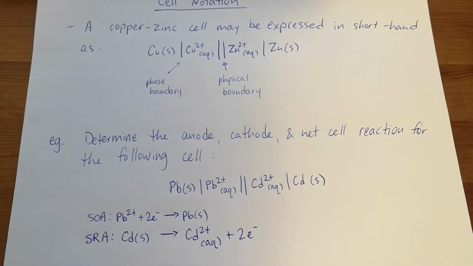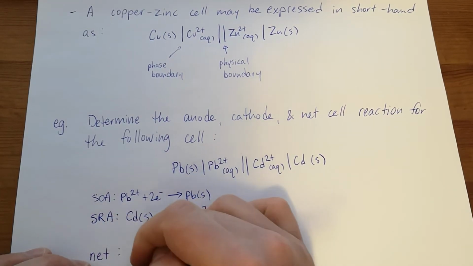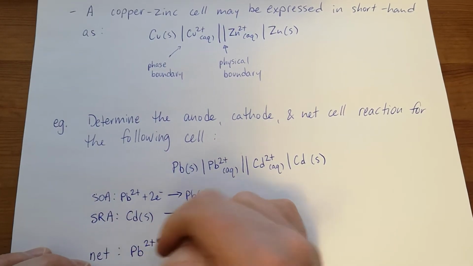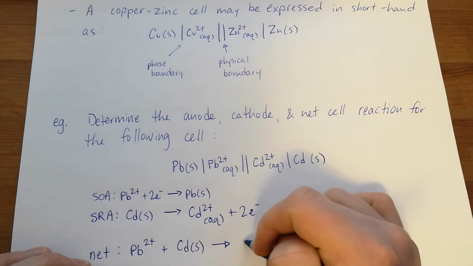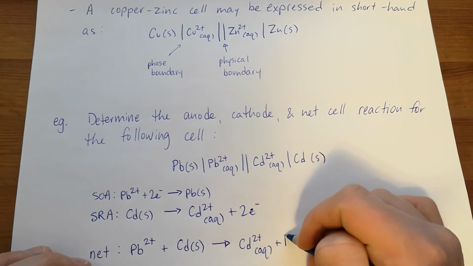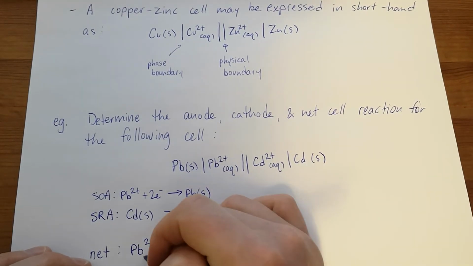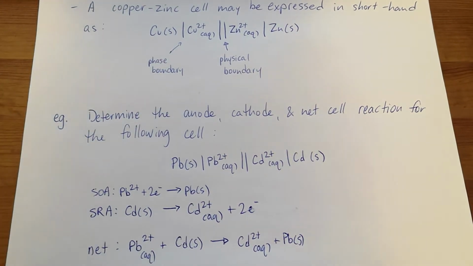All right. The net cell reaction is just going to be when you combine these two half reactions. That'll be real simple. Now we just have to identify the anode and the cathode.